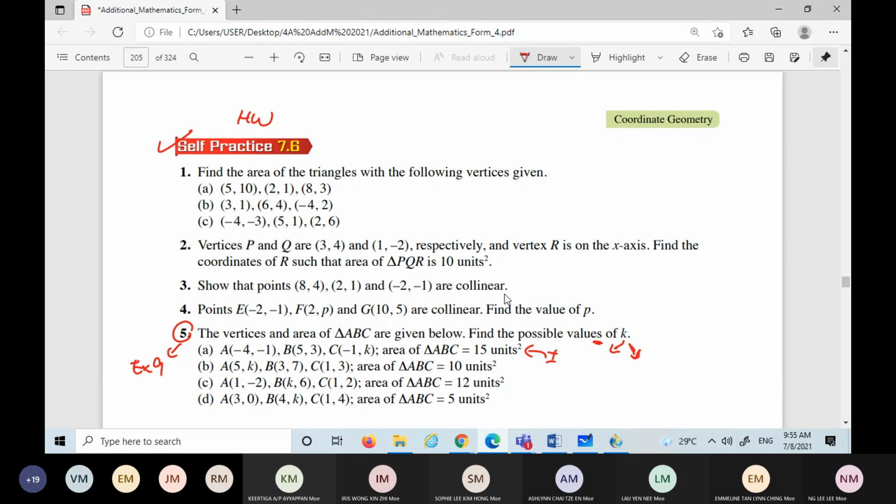This is the one you see: show these 3 points are collinear. For this type of question, in this topic you can find the area of the triangle. Let's say this is ABC. If you can show the area of triangle ABC is 0, then you can make the conclusion that this is collinear.